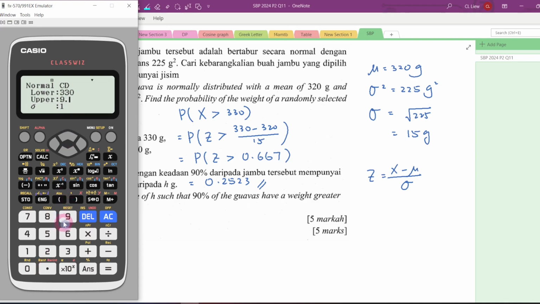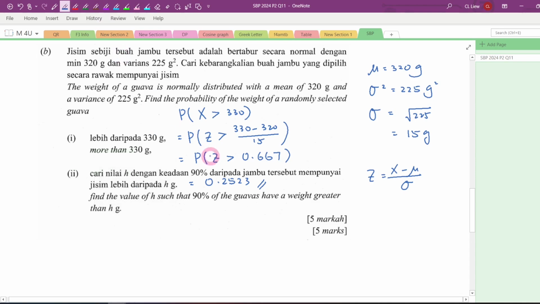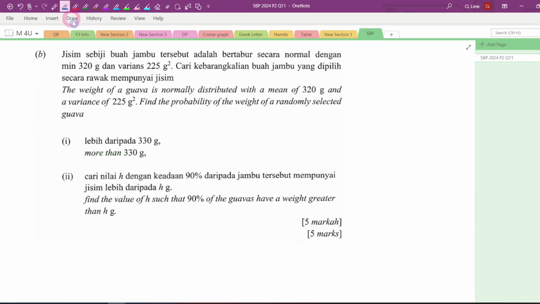Okay, 9.99 times 10 to the power of 99. And then the standard deviation is equal to 15, and the mean is equal to 320. Okay, let's check our answer. 0.252. Okay, a little bit different, but it's okay. Now let's look at the second part.